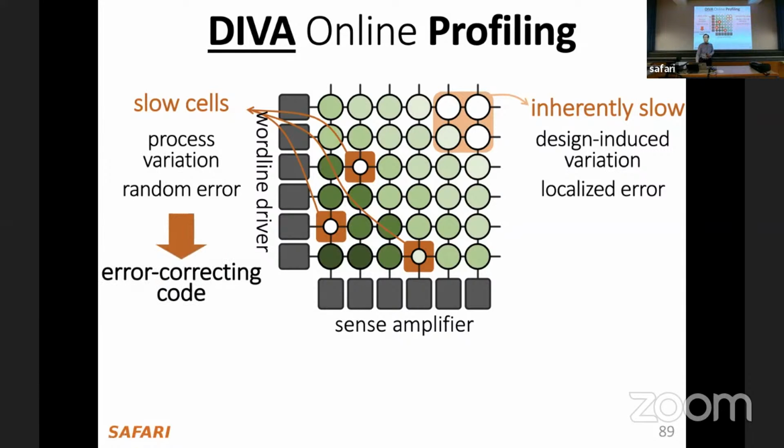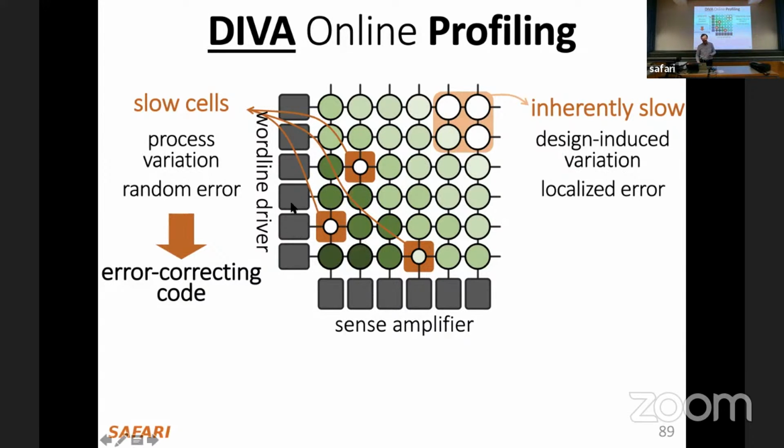Random errors, error correcting codes, right? So basically, that's the idea. Find a latency based on the inherently slow region. Assume some error correcting code. If your error correcting codes can correct the errors in the other cells, assuming the latency that you found using the inherently slow cells, that's good, right? So hopefully this works. Add some margin also. You can always add margin, right?